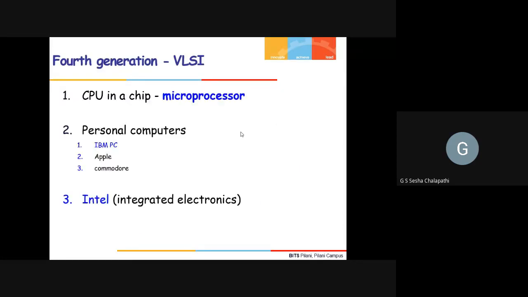The fourth generation is VLSI, very large scale integration, wherein a large circuit could be integrated in a small area. A microprocessor is called a CPU on a single chip. Some of the personal computers which came earlier were the IBM PC, then Apple, and then Commodore. These were some of the initial microprocessor-based computers which came up. And then Intel also came up with some other computers.